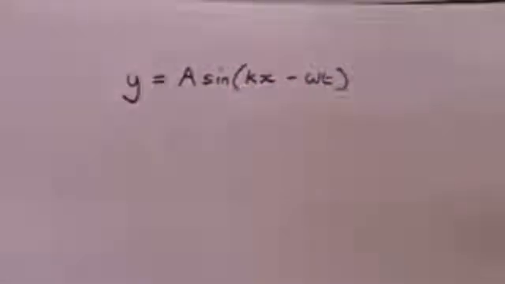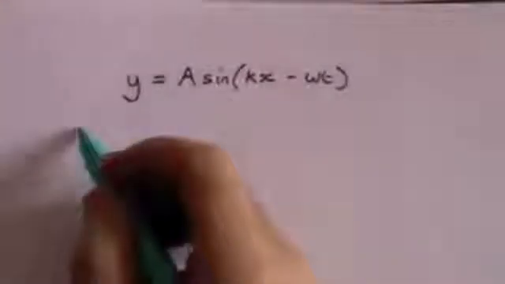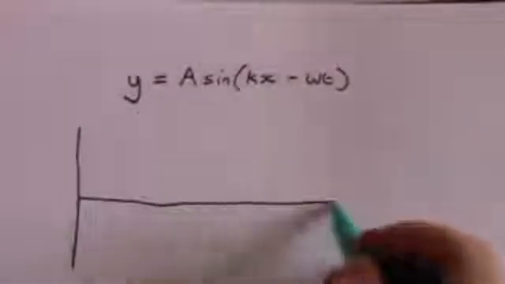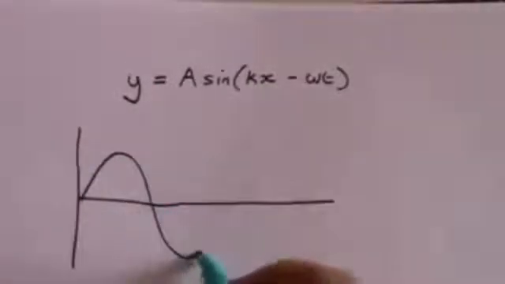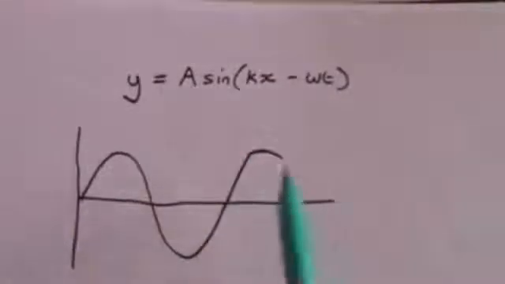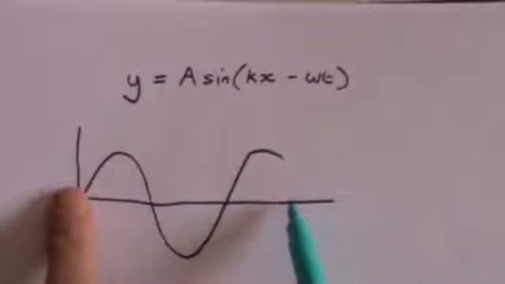Before we look at standing or stationary waves, we first need to consider travelling waves. The formula for a travelling wave is that y is equal to A, which is the amplitude, times the sine of kx minus omega t. I'll explain what all that means in a moment, but if we plot that graph, we will find that we get a sine wave, and the sine wave itself will travel. That's why it's called a travelling wave.